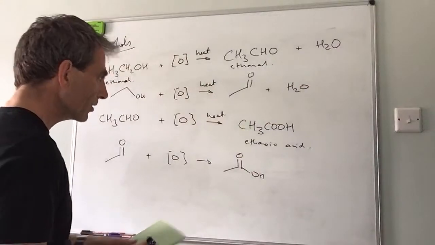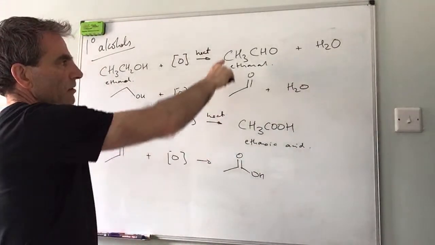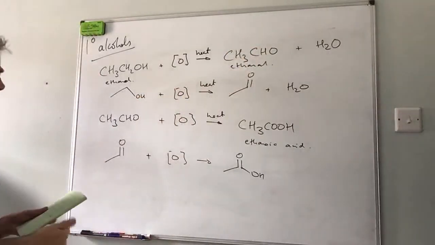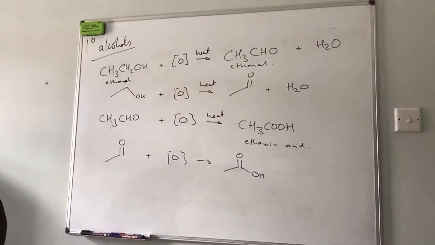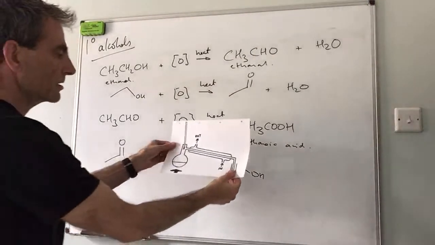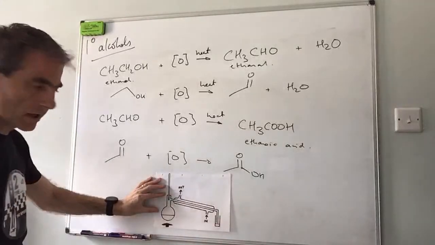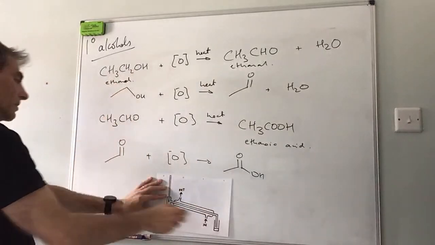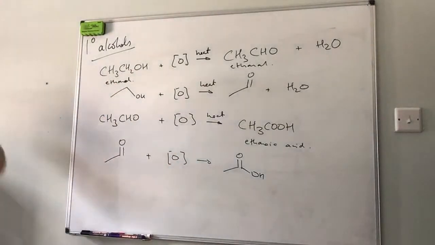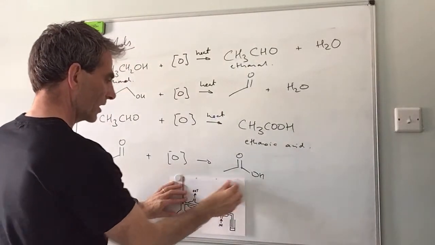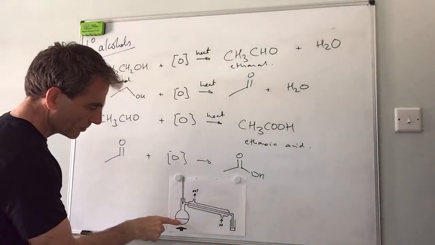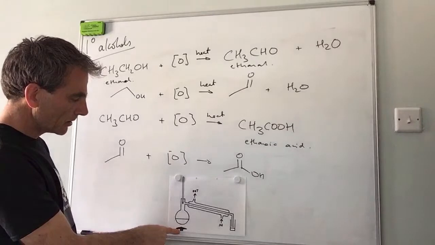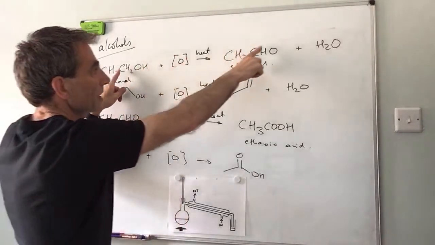Okay, so what if we wanted to make just the aldehyde? If the aldehyde was wanted, what you would do is you would use, I'll just hold that, hopefully you can see that okay. So your primary alcohol, your ethanol, and your oxidizing agent are in this flask. You're heating it up, and this reaction's taking place.